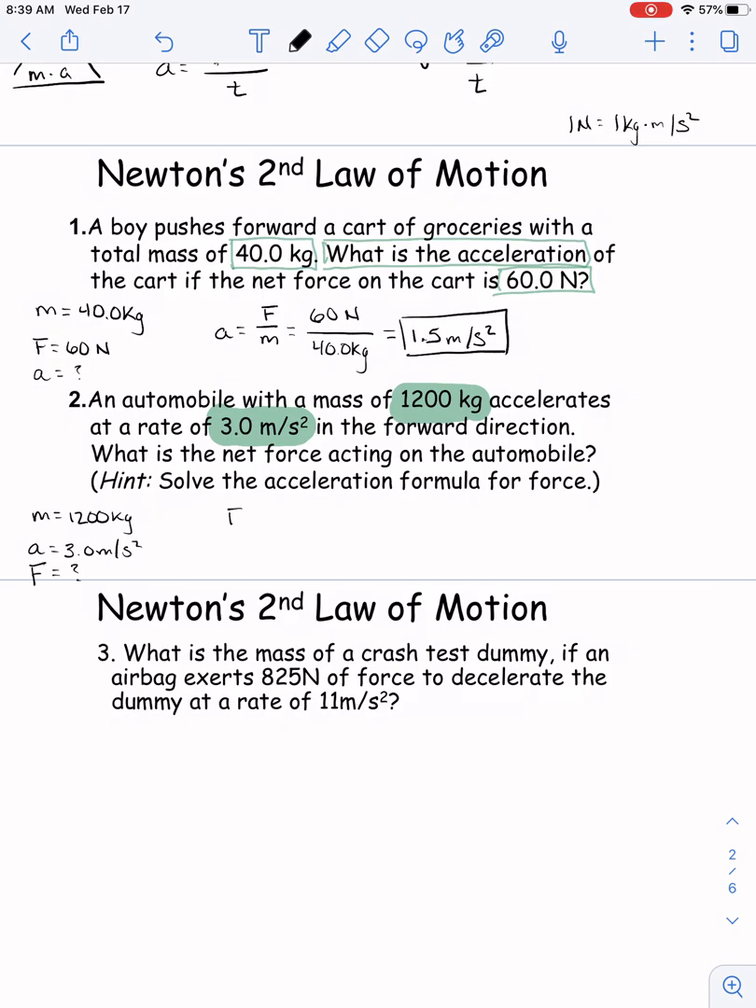So we know F equals m times a. And here we're going to plug in 1,200 kilograms times our acceleration, which is 3.0 meters per second squared. And 1,200 times 3 gets me 3,600. And a kilogram times a meter per second squared is the unit, which is equivalent to 3,600 newtons.